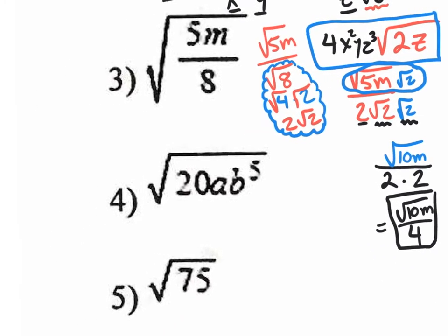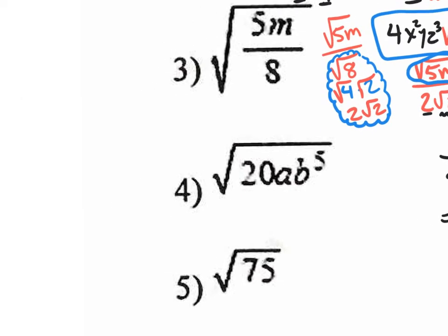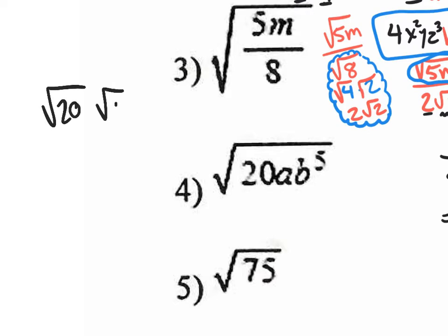Let's take a look at number 4. We're going to split that root. So we're going to say the square root of 20, and we're going to say the square root of a, and we're going to say the square root of b to the 5th.